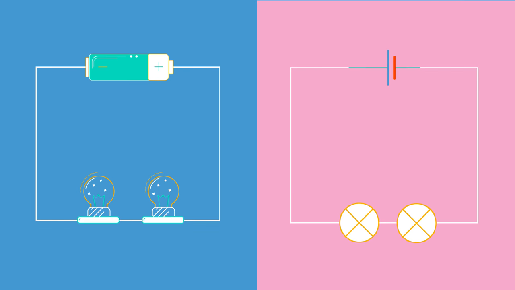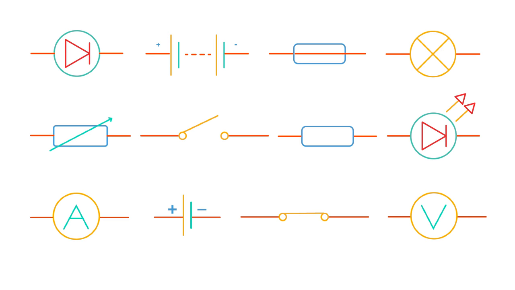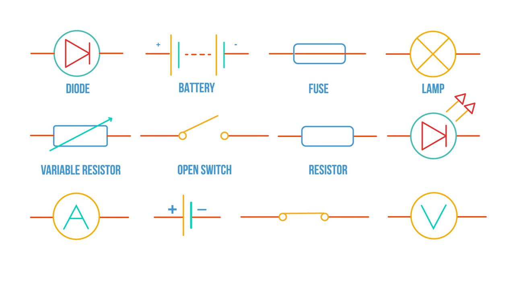Now let's take a look at some other circuit symbols. Can you name any of these circuit components? Pause the video to see. Here are the names: diode, battery, fuse, lamp, variable resistor, open switch, resistor, light emitting diode or LED, ammeter, cell, closed switch, and voltmeter.